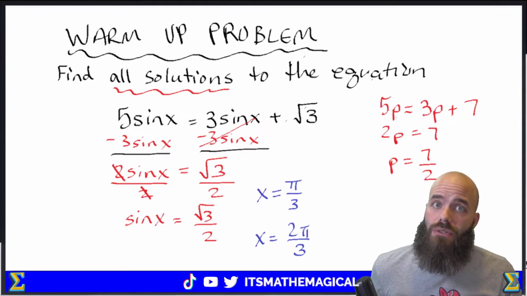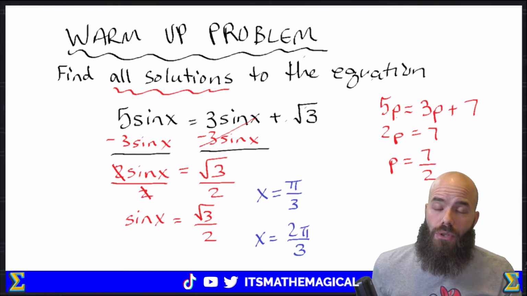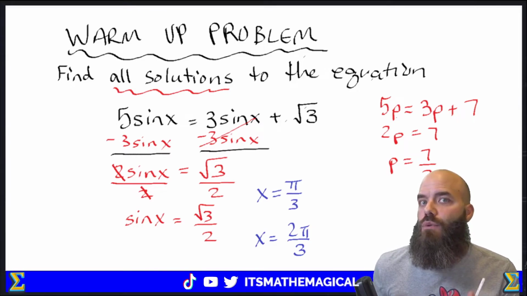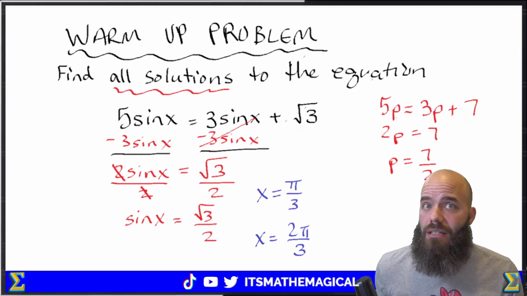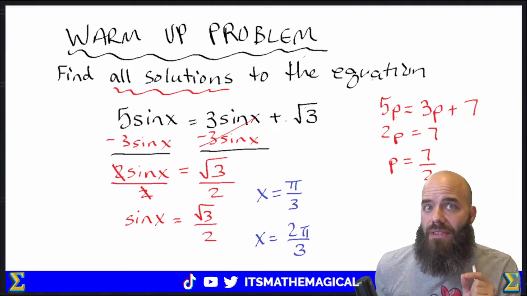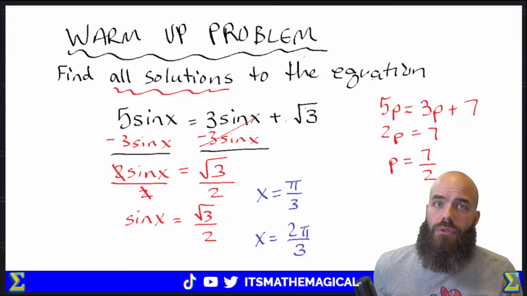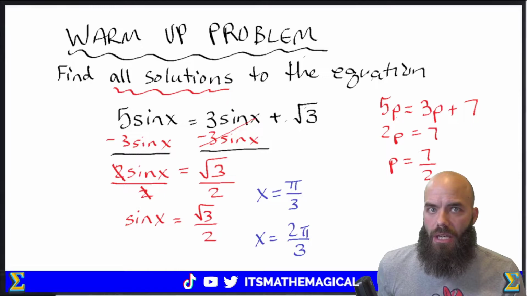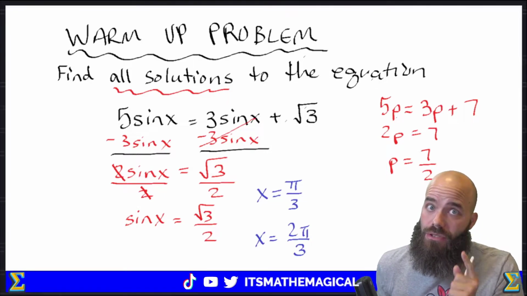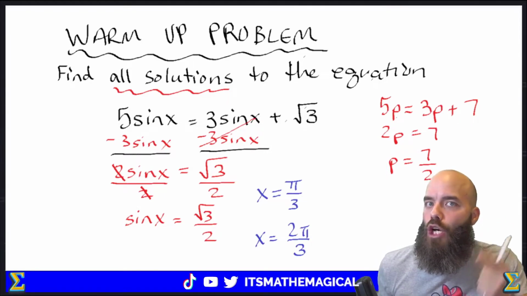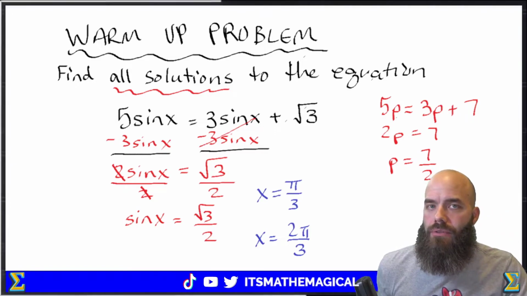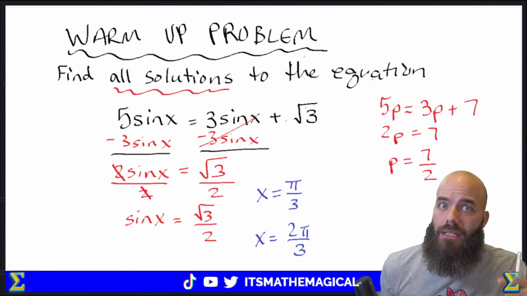Yes, sine at pi over 3 equals square root of 3 over 2. I guarantee if you add 2 pi to pi over 3, sine of that angle also equals square root of 3 over 2. So what we need to do is say, okay, our answers are pi over 3 plus any coterminal angle to pi over 3. So add 2 pi n.